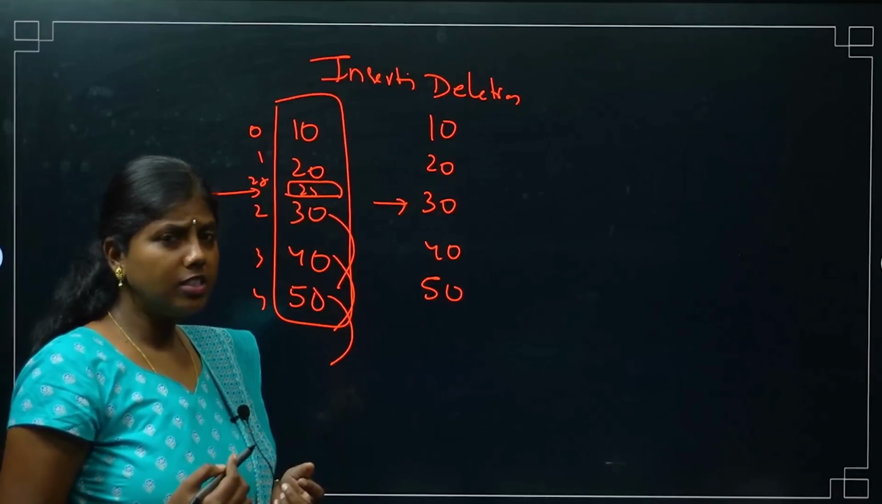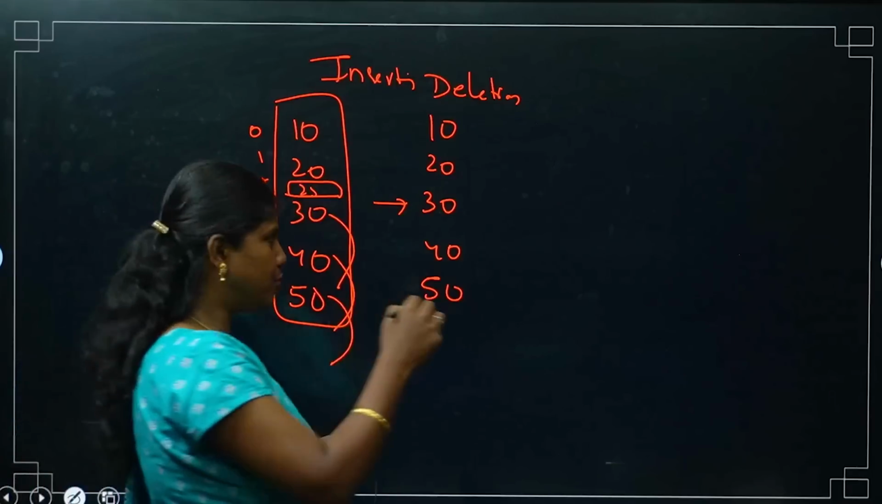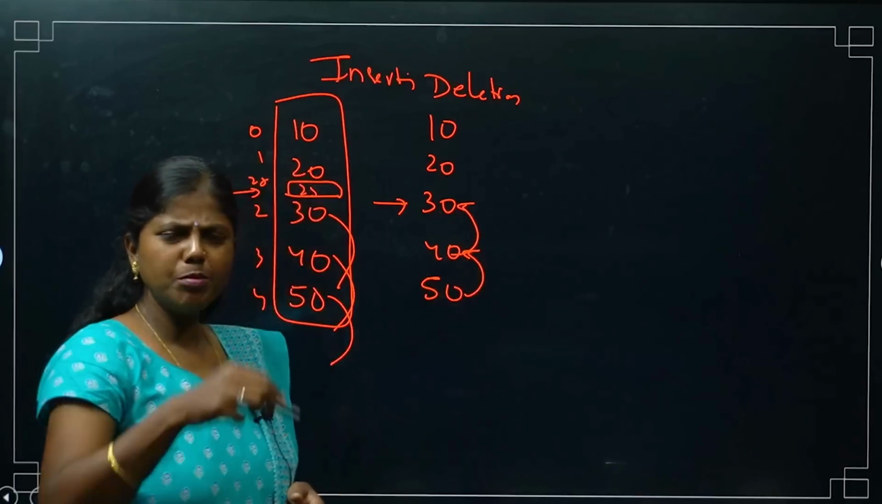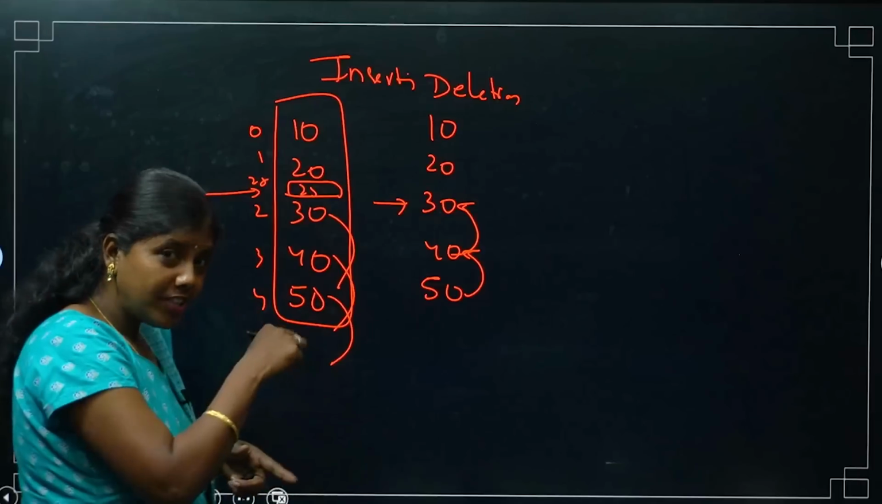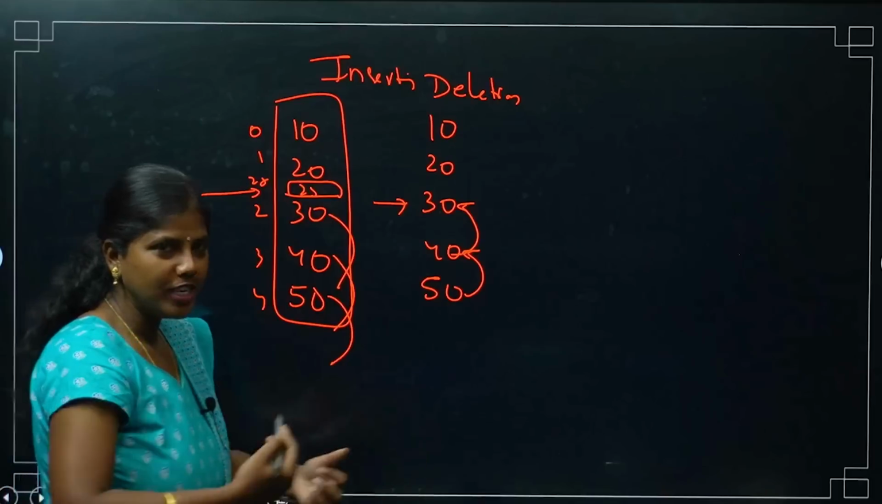Take out that element. Literally, deletion will not take place. I'll just take out the element and then keep shifting the elements till n-1. Keep shifting the elements upwards. In insertion it is shifting downwards, in deletion it is shifting upwards. This is insertion, this is going to be deletion.